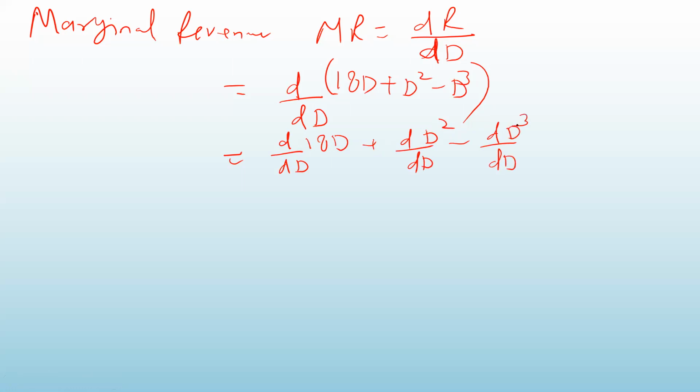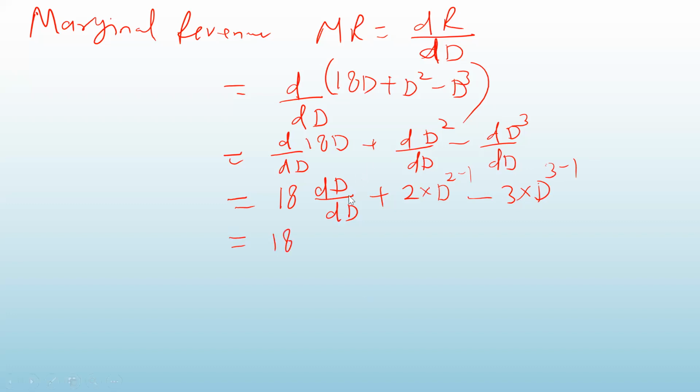Don't get confused here. Here in place of x, we are having D. We are taking the derivative with respect to D. Formulae and all are same. So 18 will be taken out into the derivative of D with respect to D, plus the derivative of D square is 2 into D raised to 2 minus 1. And what is the derivative of D cube? 3 into D raised to 3 minus 1. See, here we are taking the derivative with respect to D, unlike in the cost function where we were taking the derivative with respect to x. So x is replaced by D here. That's all. Formula and all are same.